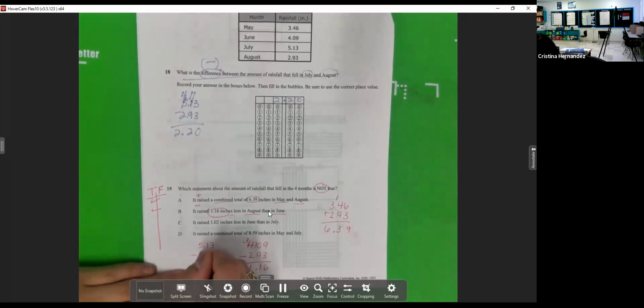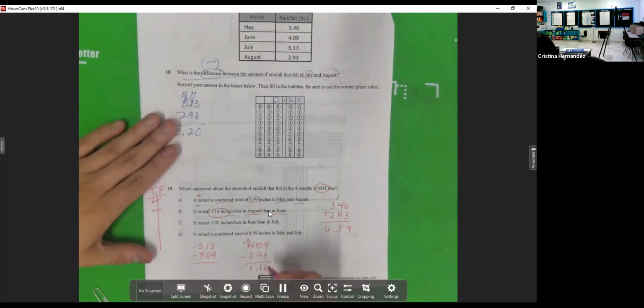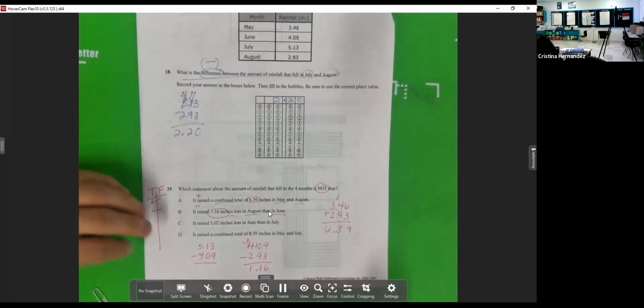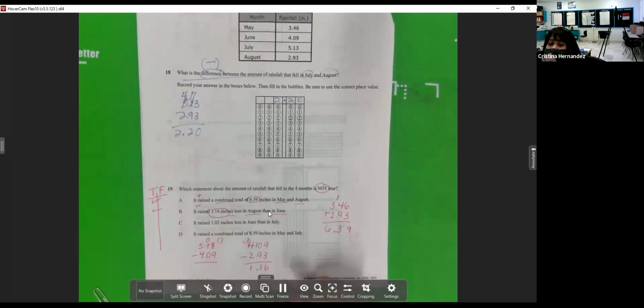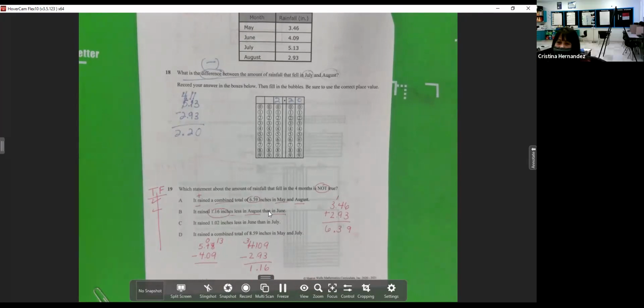5.13 minus 4.09. What do you get when you subtract these two numbers right here? Somebody tell me. Did I write them down right? Yeah, I did. You got 4.02? Let's see. No, 1.02. 0 becomes 13. What's 13 minus 9? Somebody help. 4.